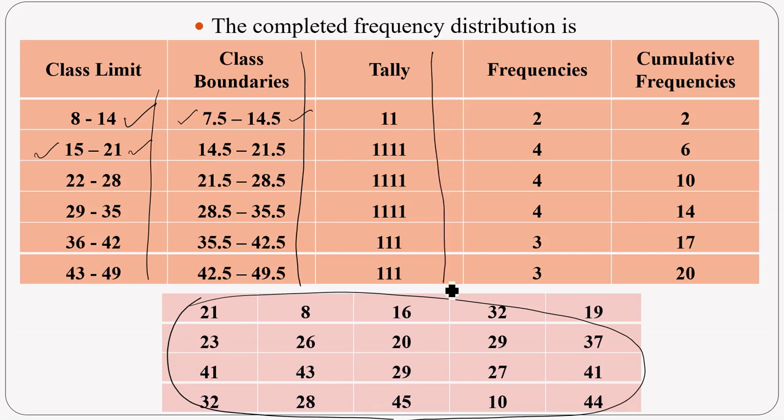Like this you need to calculate the tally bar. Then you need to calculate the frequency, then the cumulative frequency. This is the completed frequency distribution table. It will look like this. So I hope this problem is clear to understand with regard to frequency distribution table.